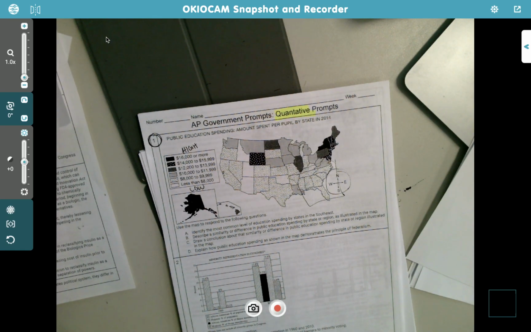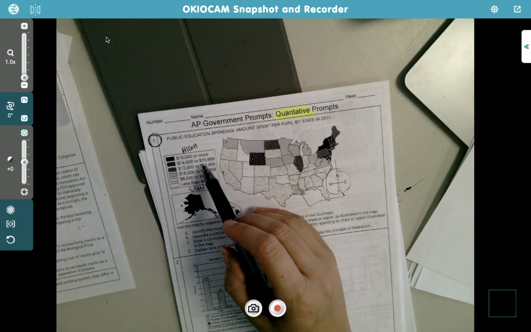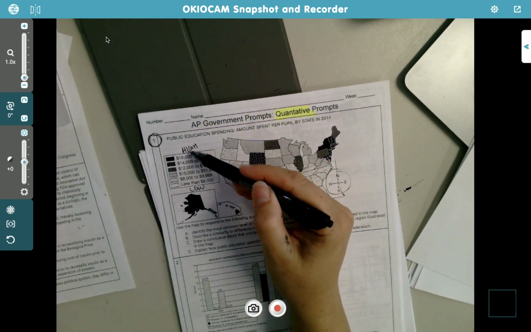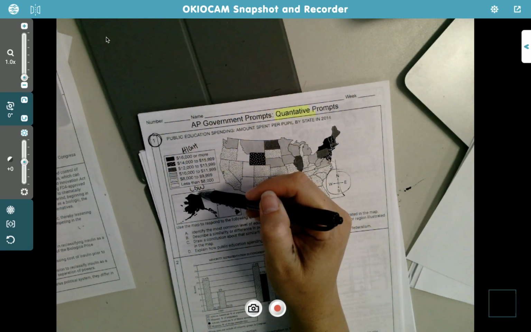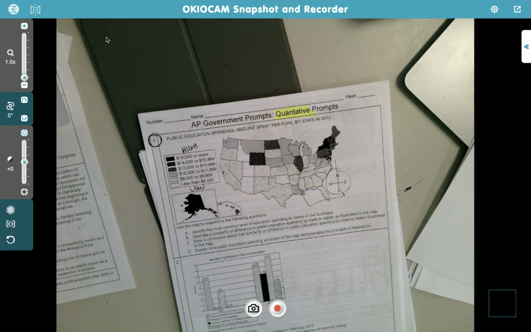Okay, so with that being said, as soon as you get a quantitative prompt, you need to stop and look at what it's telling you. Be mindful. Public education spending, amount spent per pupil by state in 2014. We have a diagram of the United States, all color coordinated. On the key, I would always write on the key: is it going from high to low or low to high? Always know. If it's up here, it's high. If it's down here, it's low. I find that people make simple mistakes.